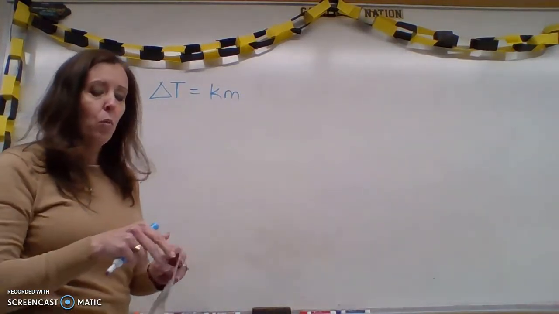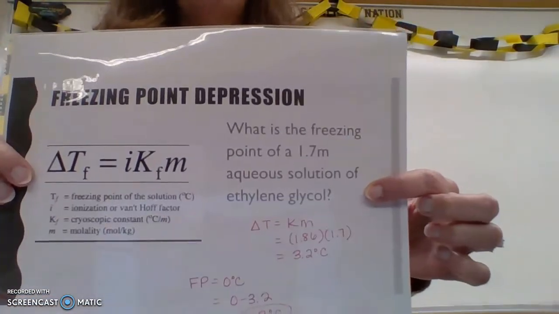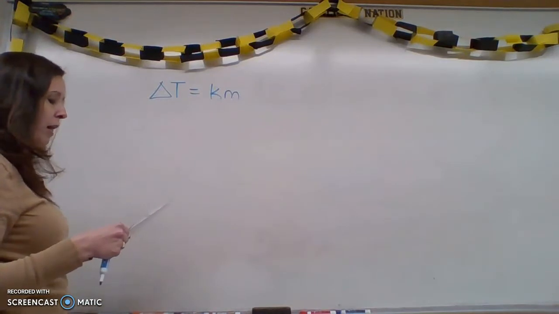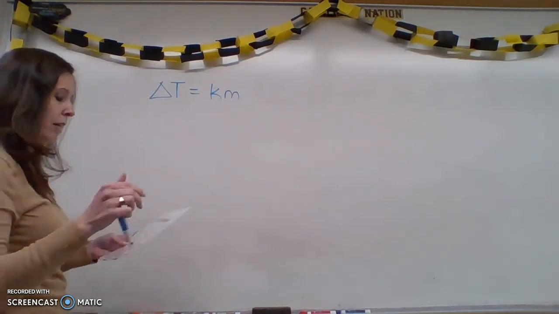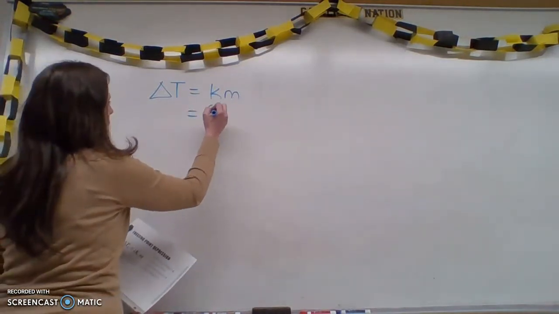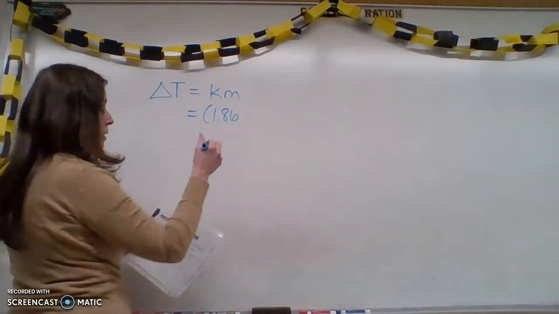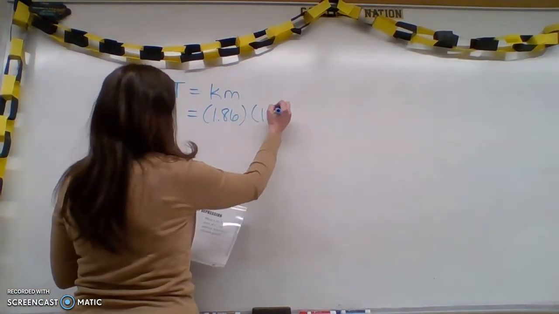So what I did here is I gave you a little example. What is the freezing point of a 1.7 molal aqueous solution of ethylene glycol? All right. The K value is 1.86. The molality is 1.7.